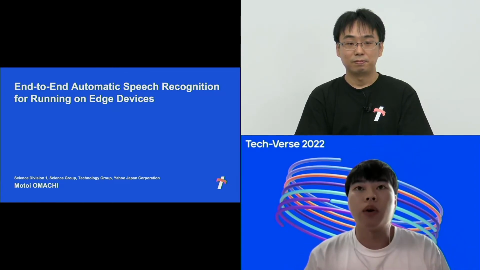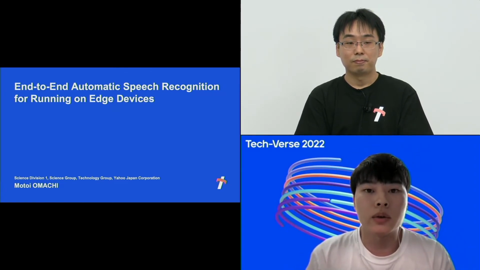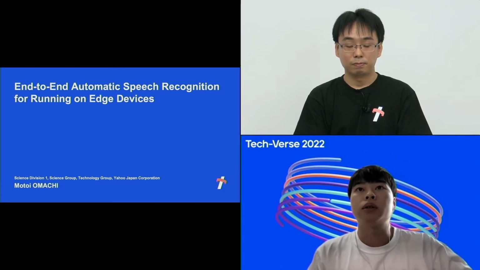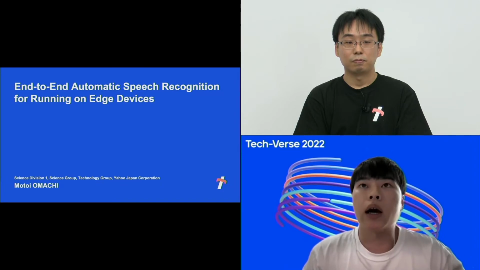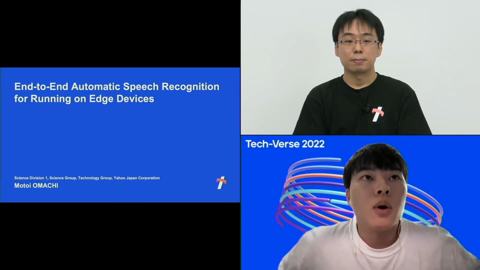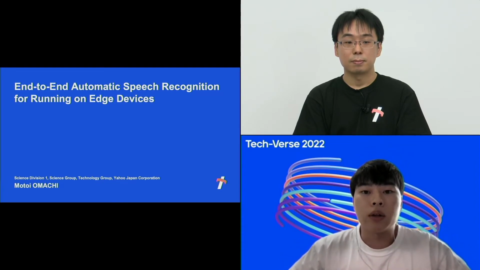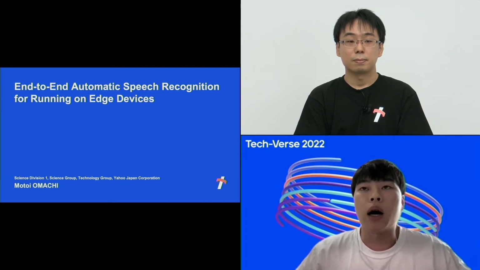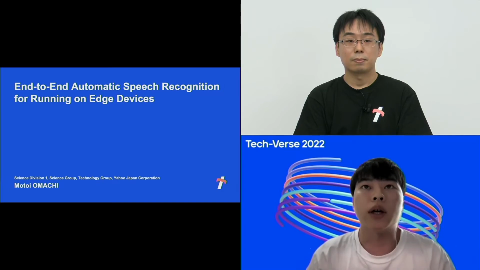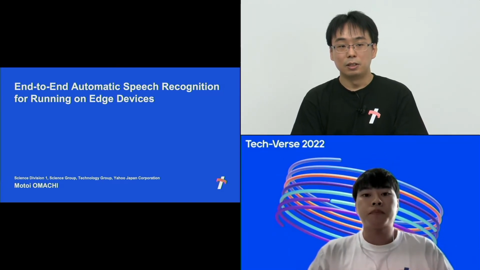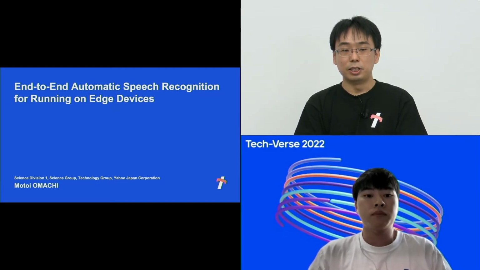First, the edge device ASR. I think there are some limitations on the model memory amount and also the computation amount. So the size of the model should get smaller, or the computation amount should be smaller. Are you using some kind of compression technology to make the capacity smaller?